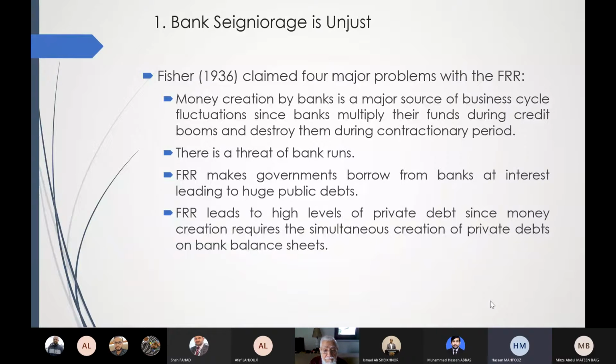Okay, Professor, finally, I want to ask you about Fisher's criticism. I think these are very important points. Money creation is a major source of business cycles, since the banks multiply their funds during the boom period. There is an expansion of the money supply, and then a contraction of the money supply when the banks stop creating credit. So this expansion and contraction of the money supply causes the boom and the bust and recessions. So how do you think, is this a valid criticism?